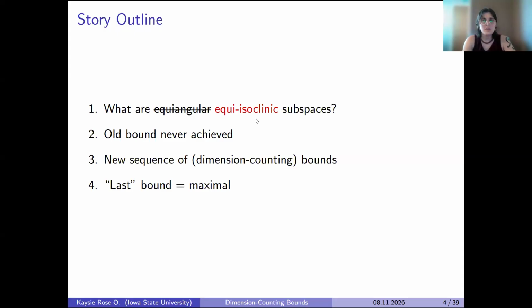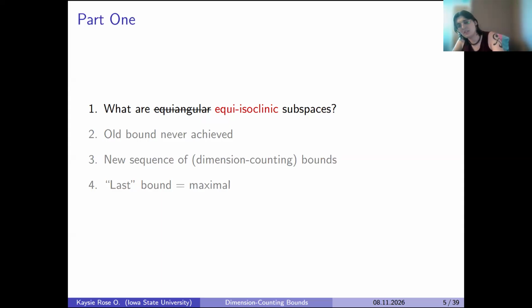So what are those equi-isoclinic subspaces? We're going to look at an old bound of Lemmens and Seidel. That's never been achieved. We're going to explore a strategy that gives us actually a sequence of bounds, the titular dimension counting bounds. And then we're going to look at the last bound in the sequence, and we're going to see that it's maximal in an interesting way. So, part one. What are these equi-isoclinic subspaces?